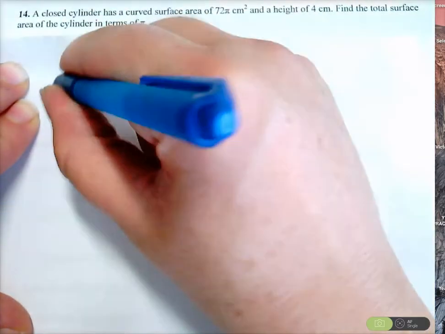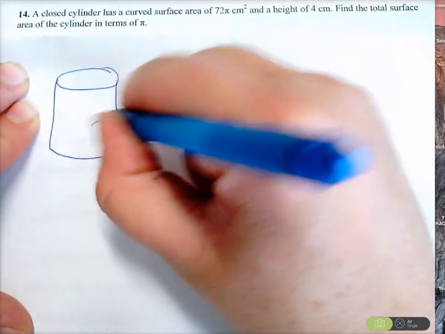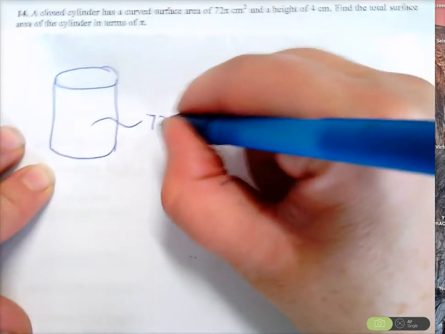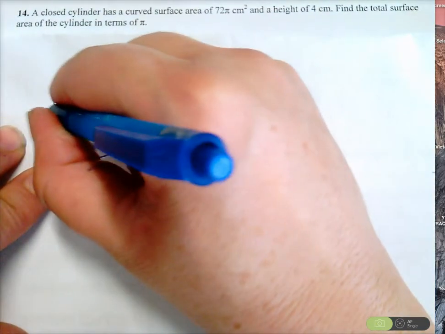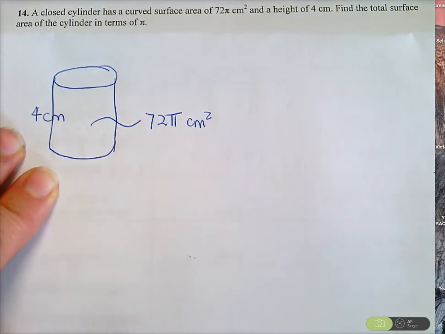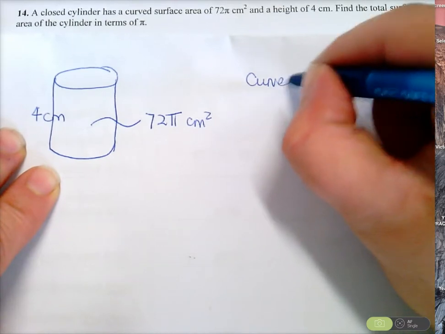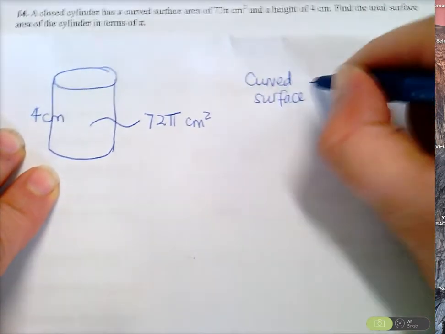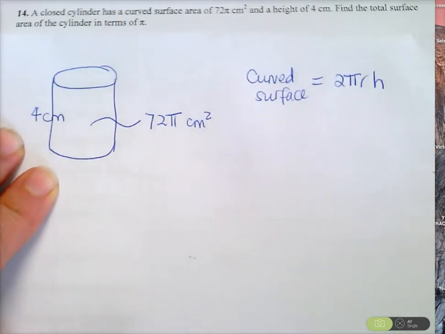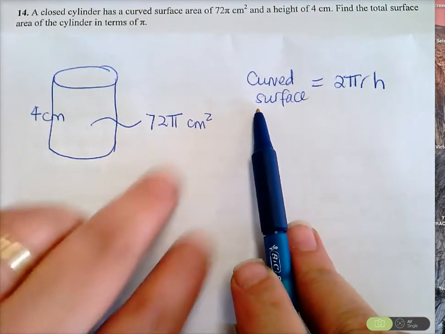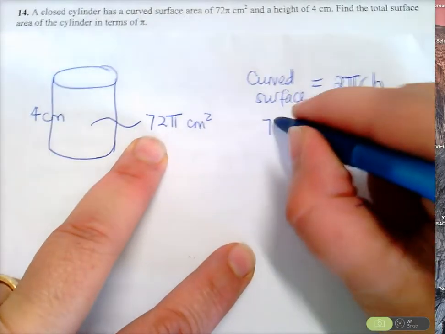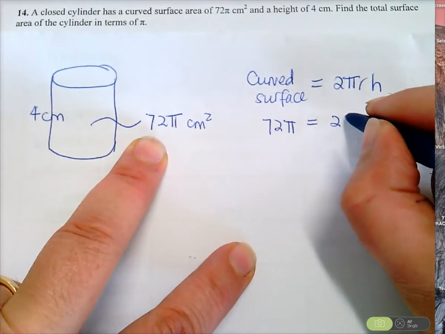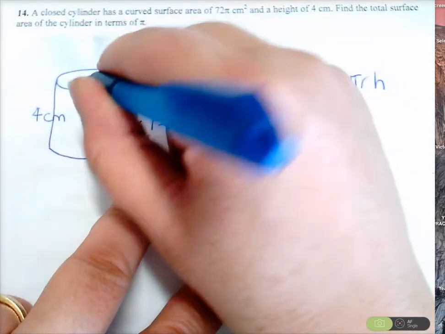It says a closed cylinder has a curved surface area, so that curved surface is 72 pi centimeters squared, and the height is 4 centimeters. Find the total surface area. I'm not worried about finding the total surface area. Tell me the formula for curved surface. 2 pi RH. Yeah, curved surface is 2 pi RH. What is the curved surface equal to? 72 pi is 2 pi. Do you know what the radius is? That's what we're missing.